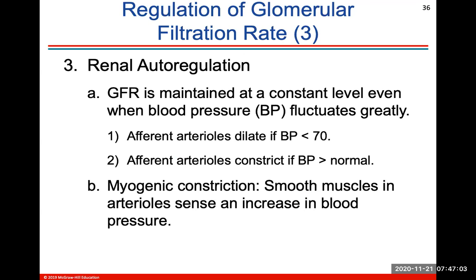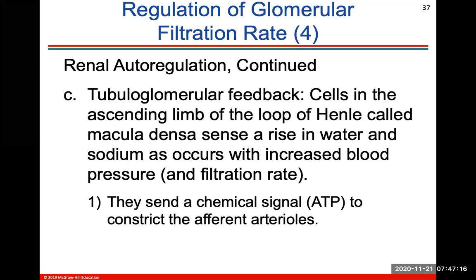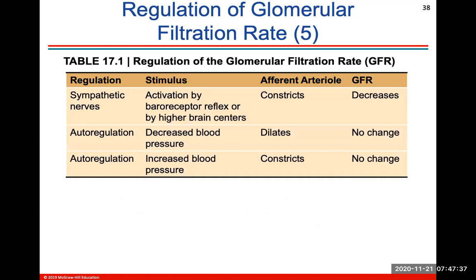Renal autoregulation: the glomerular filtration rate will be maintained at a constant level, even when blood pressure fluctuates. Myogenic constriction is when the smooth muscles in arterioles sense an increase in blood pressure. The tubuloglomerular feedback has to do with cells in the ascending limb of the loop of Henle, called the macula densa. They will sense a rise in water and sodium, as occurs with increased blood pressure and filtration rate, and they'll send a chemical signal to also constrict the afferent arterioles. So this is some of the regulation of the glomerular filtration rate.